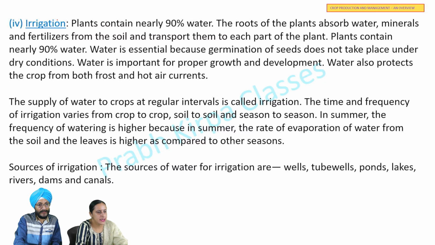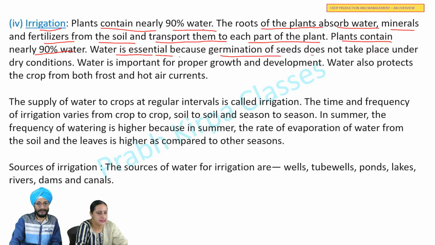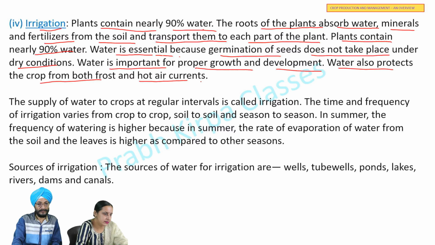Now, we will understand the meaning of irrigation. Plants contain nearly 90% water. The roots of the plant absorb water, minerals, and fertilizers from the soil and transport them to each part of the plant. Water is essential because germination of seeds does not take place under dry conditions. Water is important for proper growth and development. Water also protects the crop from both frost and hot winds.